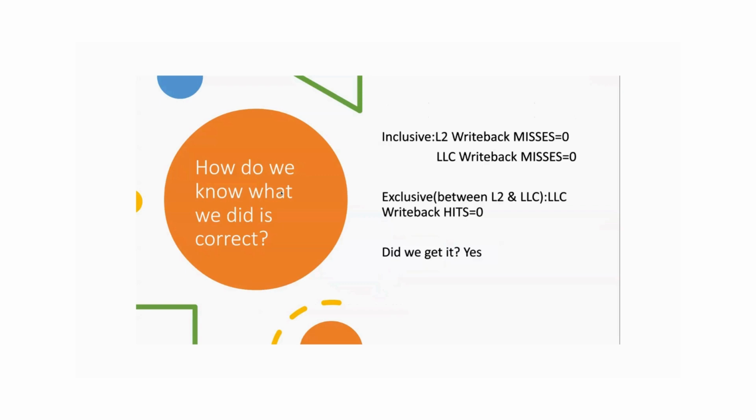Whereas in case of exclusive, it is present only at one place. If you are writing to the lower level, it will not be present in the lower level because it is already present in the upper level. So write back hits will be zero. So that's it about the implementation of the code. Next, Anjan will carry on with the graph details, their results and inferences.